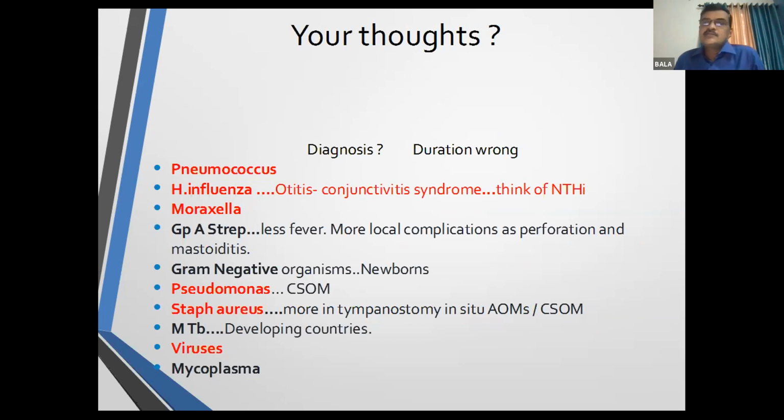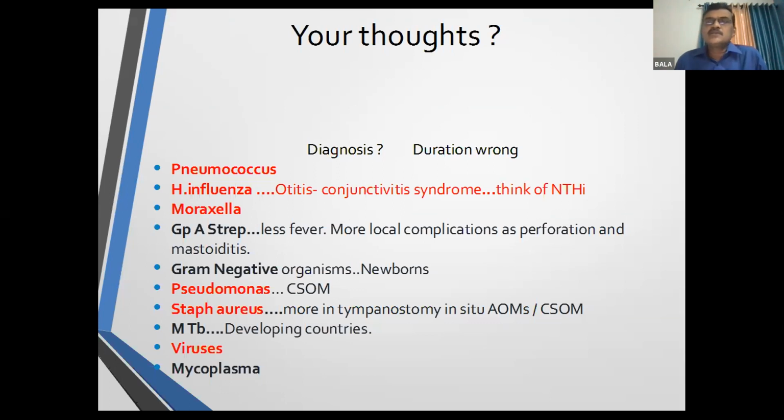So in this case, we have a two-year-old child on the national immunization schedule, where we all know that two vaccines are lacking to prevent acute otitis media. That is, the booster dose of Haemophilus influenzae and the pneumococcal PCV13. During the pandemic they have not taken the booster dose.